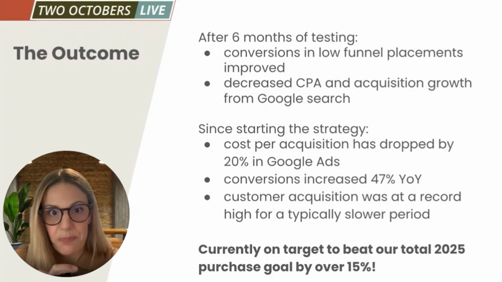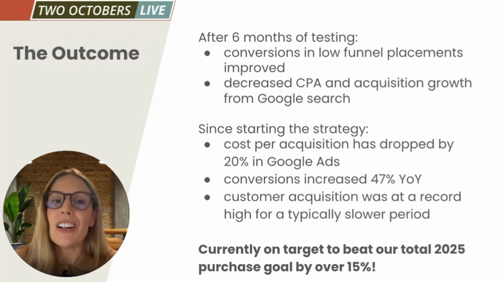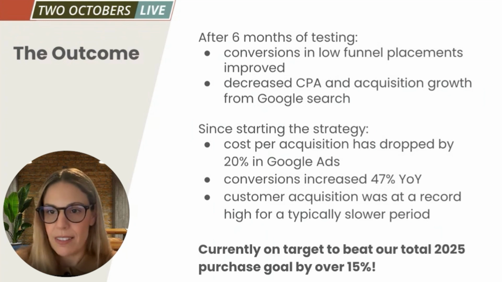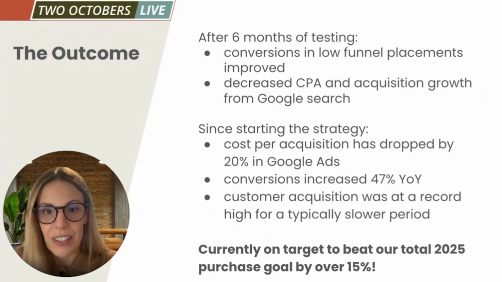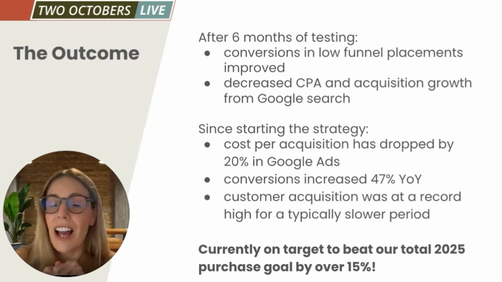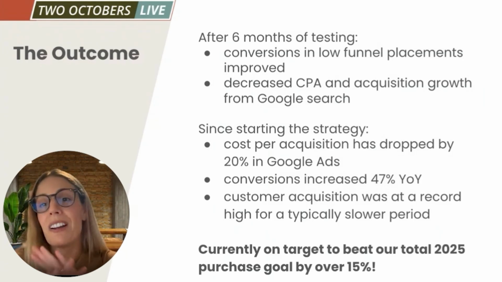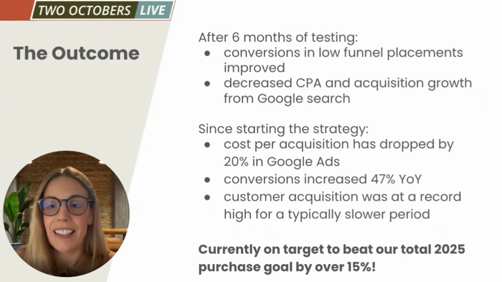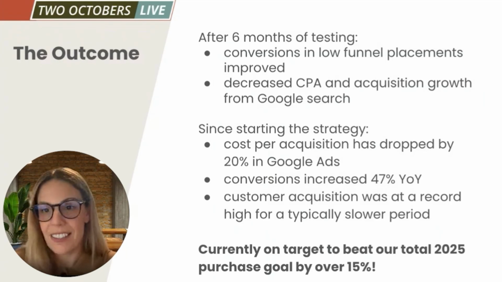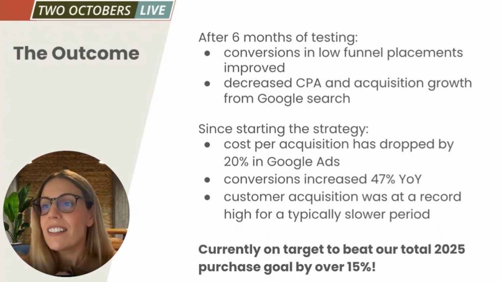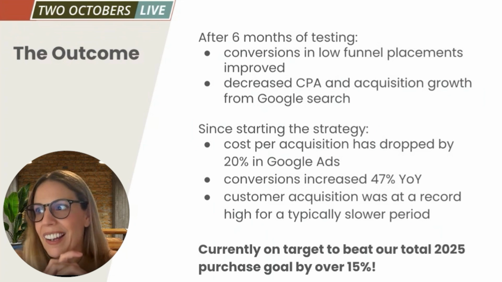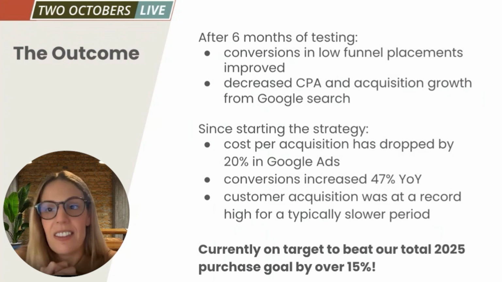Since starting this strategy, we've seen the cost per acquisition drop by 20% in Google Ads. So we're also seeing the conversions increase 47% year over year. That means that the customer acquisition for this past year was actually at a record high during a slower period where they've in the past seen a lot of seasonality and a slowdown. The reverse happened. Currently, we are on target to beat our total 2025 purchases by over 15% with this strategy.